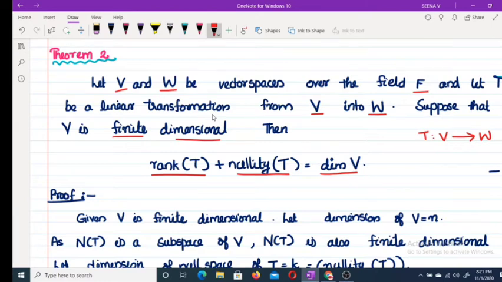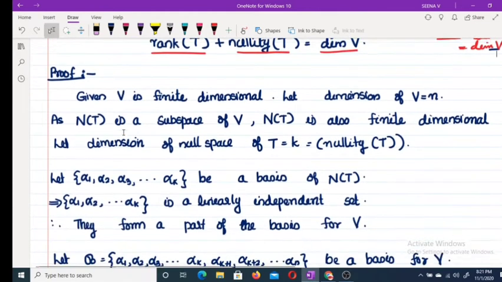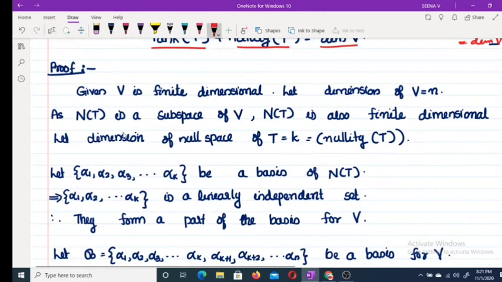Then we have to prove that rank of T plus nullity of T is equal to dimension of V. Okay. These are actually spaces, therefore dimensions. This is the dimension of this space plus the dimension of this space is equal to dimension of V. Okay. Proof is very easy. You have to remember only one thing, the first condition. Okay, so we are moving to the proof.